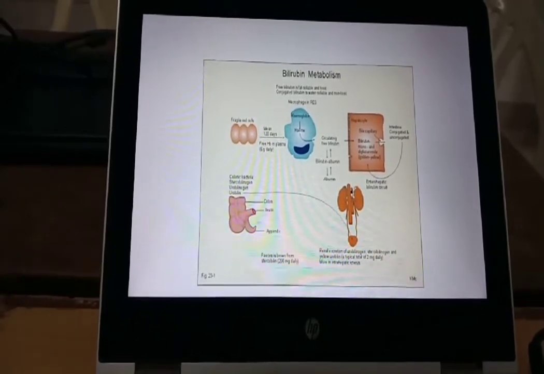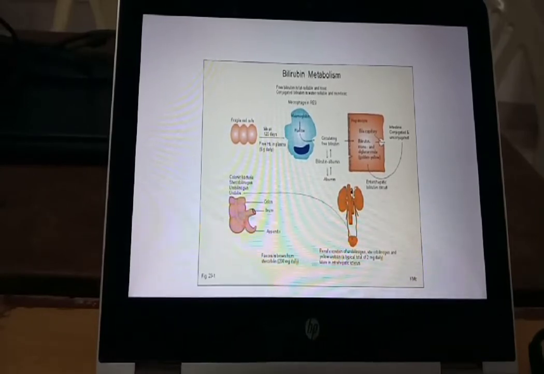Okay, and then there the bile pigment is conjugated. They will be conjugated and unconjugated in the bile capillary. They will be excreted into the intestine, and there will be circulating free bilirubin also. That bilirubin will combine with albumin, and so you will have bilirubin and albumin.